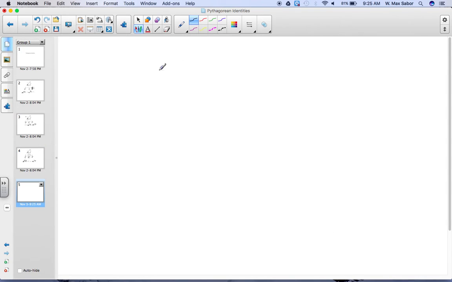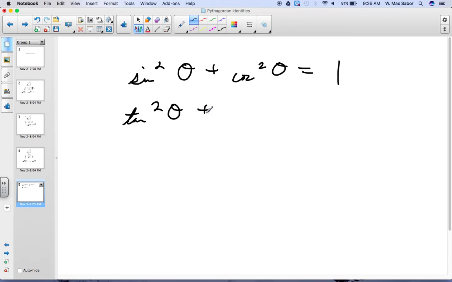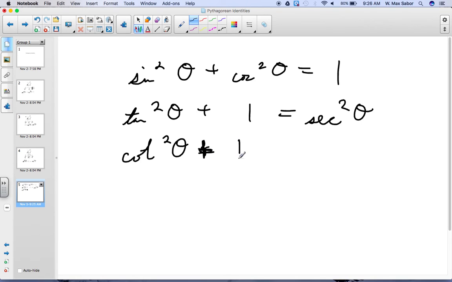So let's put those all on one page so that it's easier to remember. Sine squared plus cosine squared equals 1. So the next one was what? That tangent squared plus 1 equals secant squared. And then cotangent squared of theta plus 1 equals cosecant squared. Switching the order of the left and the right pieces doesn't matter.